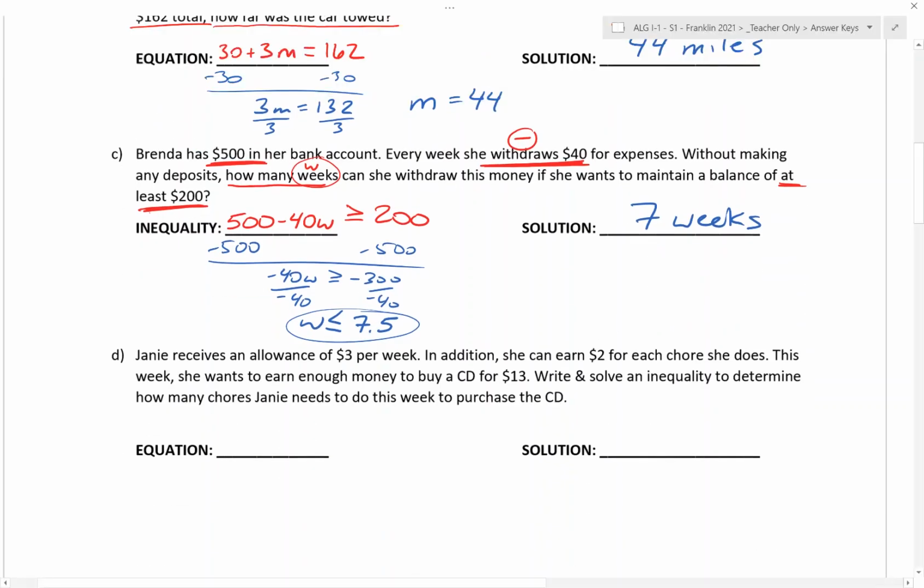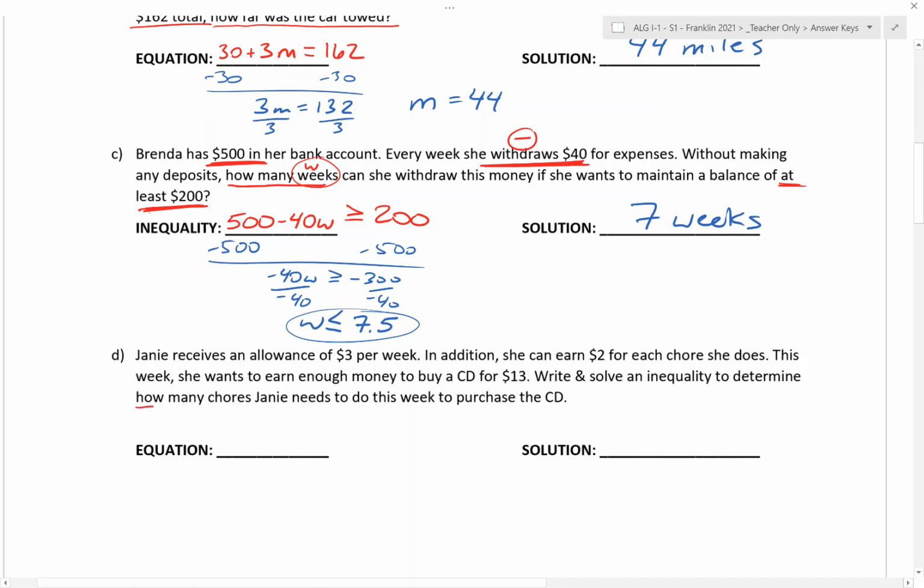Okay, next one here. Jane receives an allowance of $3 per week. In addition, she can earn $2 for each chore she does. So here we have to be careful because we have two kind of per things. We have $3 per week and $2 per chore. So we have to make sure that we read the question carefully to know which one is going to be our variable. This week, she wants to earn enough money to buy a CD for $13. Write and solve an inequality to determine how many chores she needs to do this week to purchase the CD.